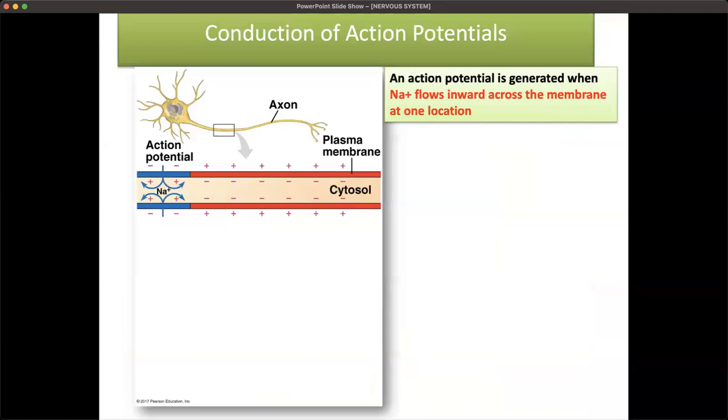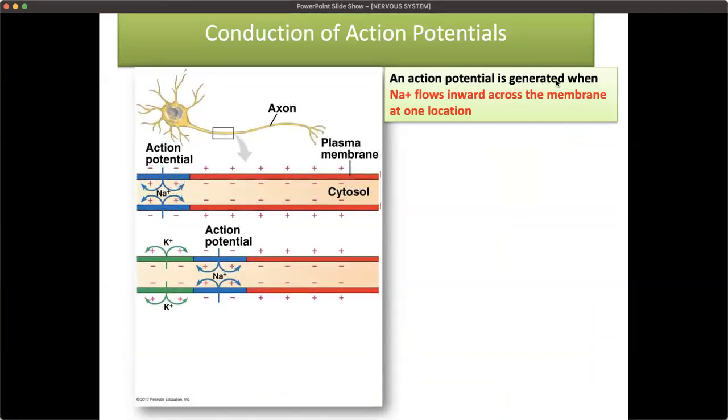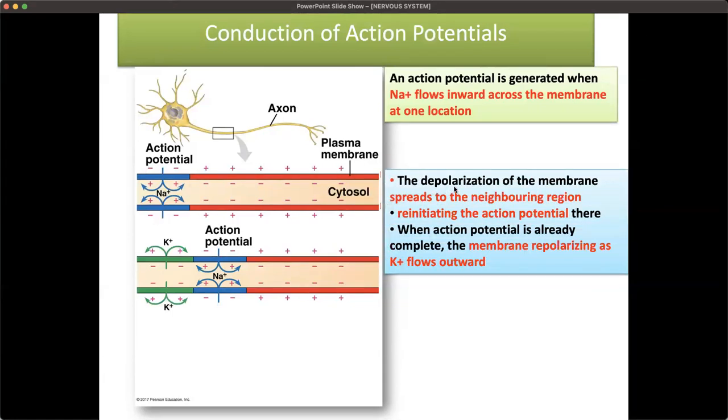So this is the conduction of the action potential. An action potential is generated when the sodium flows inward. Remember, when there's an action potential, the sodium is flowing in, making it more positive. Because during resting potential earlier, the inside was more negative at one location only over here. But the depolarization of the membrane is going to spread to the neighboring region, the adjacent or next region, reinitiating the action potential there. So when the action potential is already complete, the membrane is going to repolarize as the potassium flows outward. When it reaches the next region over here, you see, the potassium is going to flow outward again. Why? To make sure it's back to the resting state.